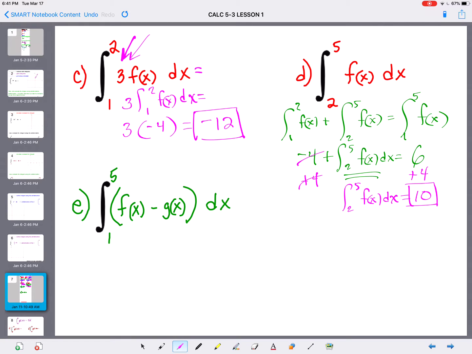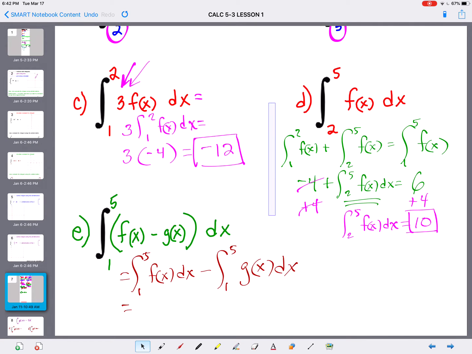Let's look at it. We've got the integral of f of x minus g of x. So we said the other day in the properties, let's go ahead and break it up. The integral of the first one minus the integral of the second one. So there it is. The difference of the integral, we're going to take the integral of the first one minus the integral of the second one. So hey, let's go see.